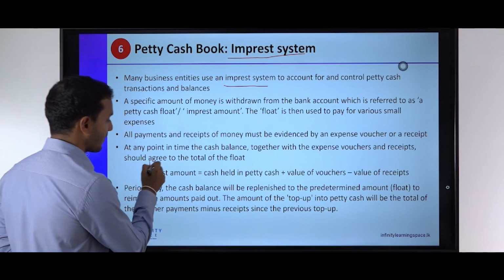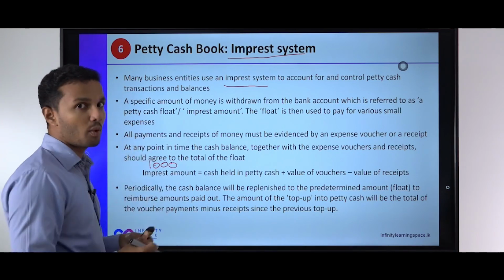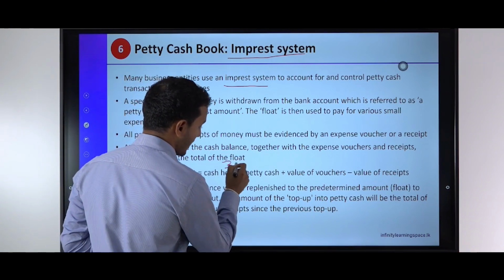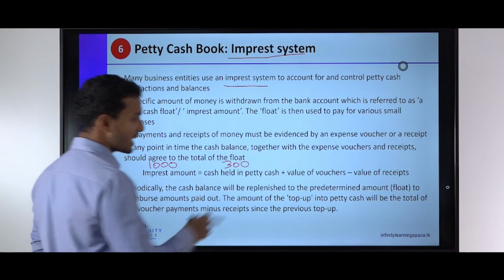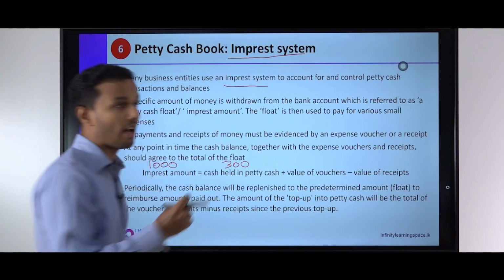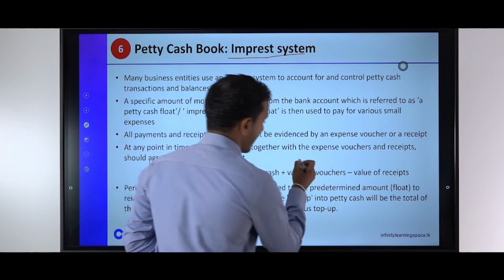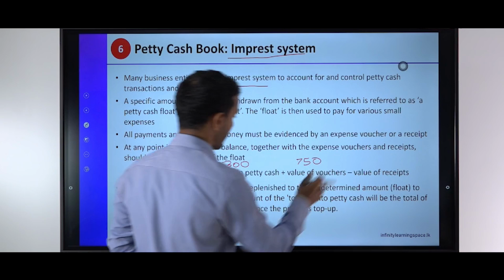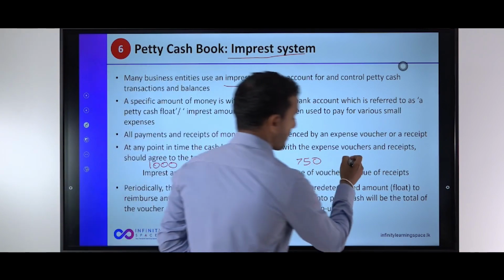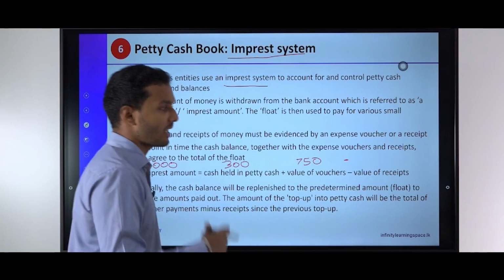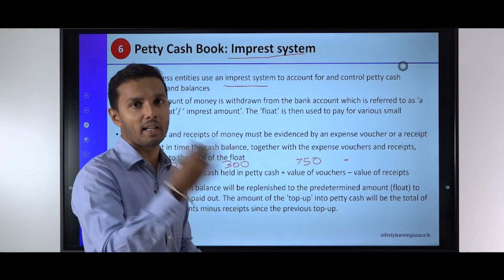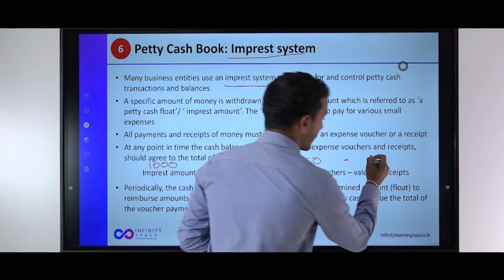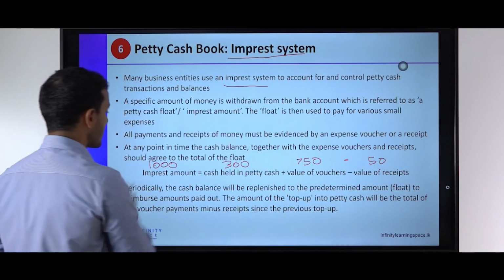So if the petty cashier received 1,000, at any point during the month, the amount of cash the petty cashier has left, let's say 300, plus the value of the vouchers, meaning the value of the payments he made, let's say 750, minus any amount of cash he received, the value of the receipts. Because every time the petty cashier receives money, a receipt will be issued with that amount. So the value of the receipts, let's say 50, should be equal to this.